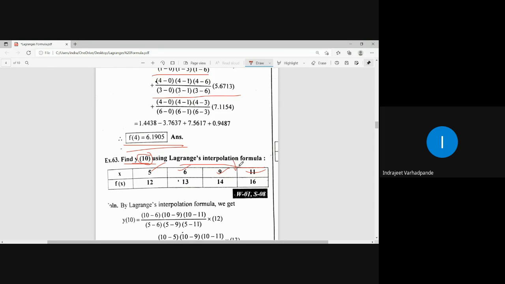Means the place of 10 should be somewhere here. But they have not inserted that column. It is by default understood that we are asked to find out the value at x equal to 10, which is inside the given range or the interval. So obviously I will be applying Lagrange's interpolation formula.